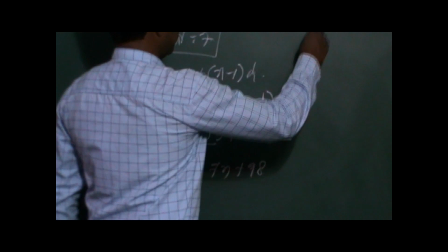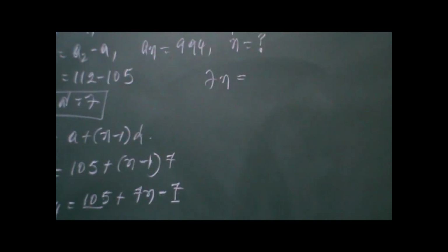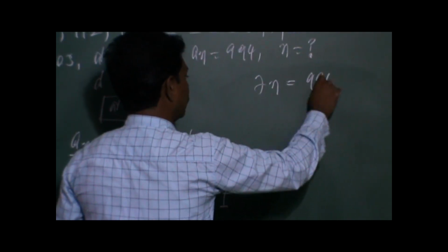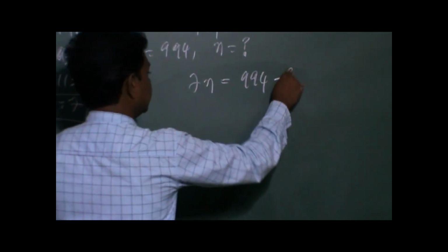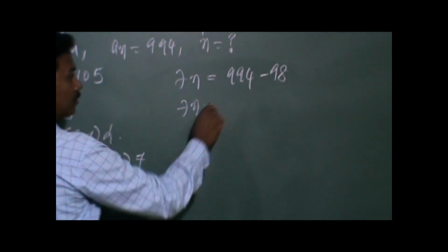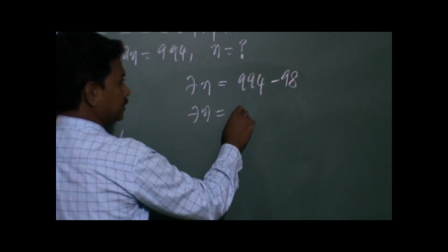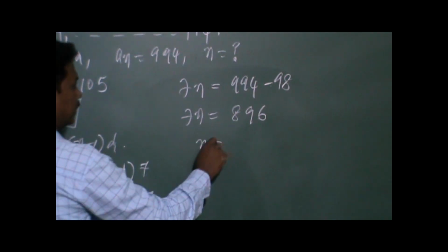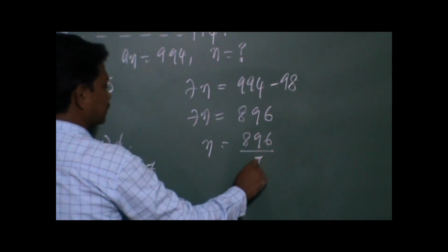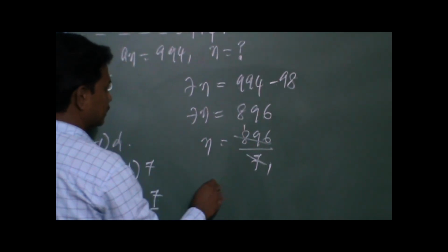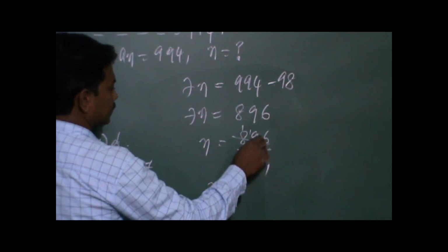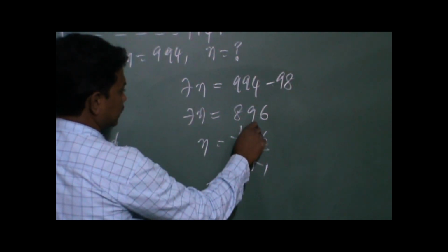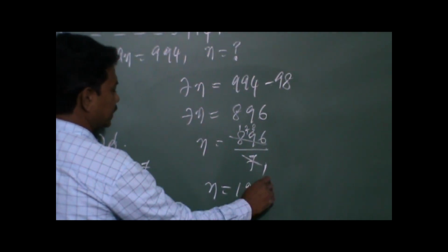So we'll go to the next step. 7n is equal to, transpose this 98 to the LHS, its sign is going to change. So 994 minus 98. So 7n is equal to 896. So we will divide 896 by 7. 7 ones are 7, 7 twos are 14, 7 eights are 56. So n is equal to 128.